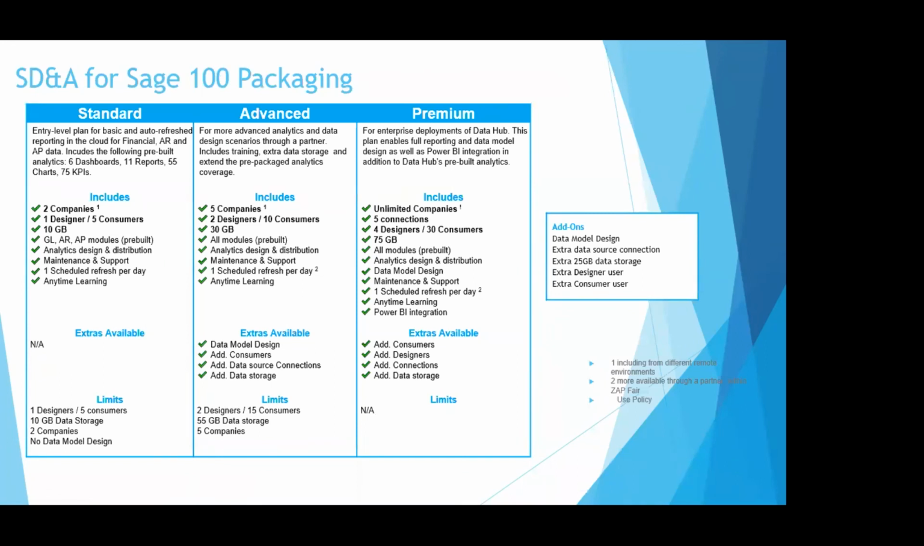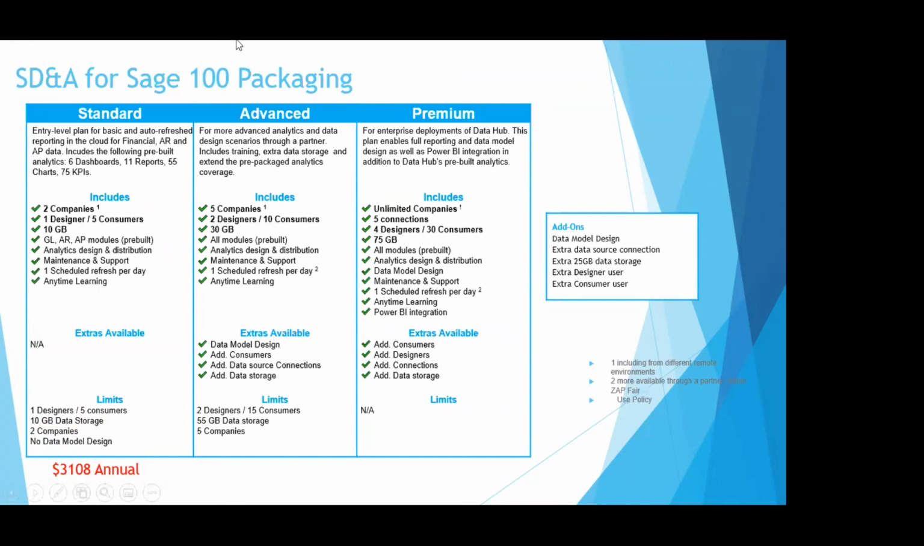So here's the packaging for Sage Data and Analytics. They have 3 tiers: standard, advanced, and premium. Standard tier is pretty basic. It is entry level, as they say. You only have the ability to connect to GL, AR, and AP modules, and that's it. And there's less space, there's less consumers, less companies, and the price for that is $3,108. Now, when I show you the price for this, it includes the price of the software as well as the hosting price, and it's paid to Sage on an annual basis.